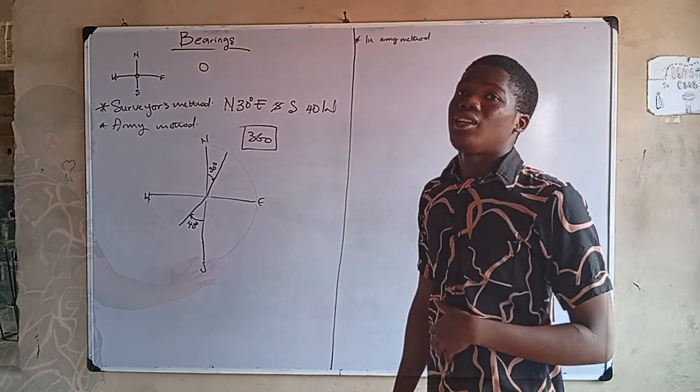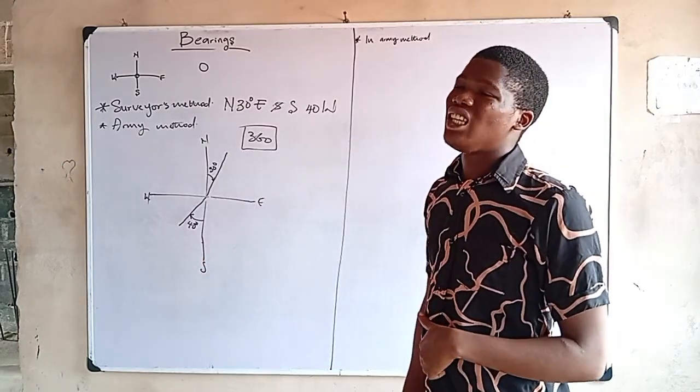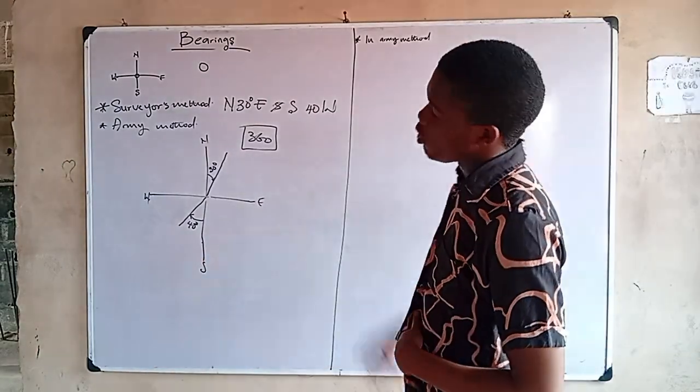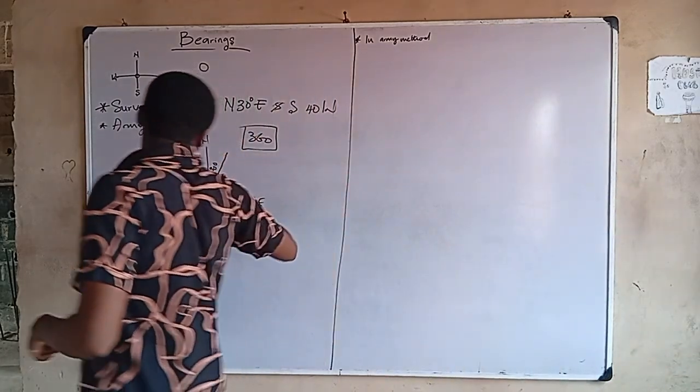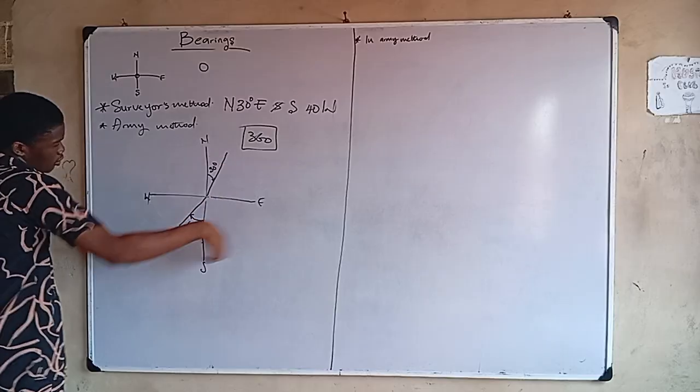In the army method, all the angles are measured from the north clockwise. When we're talking about clockwise, we mean it's moving this way, from this side to this side, from north to north.